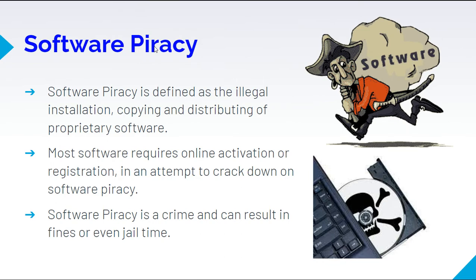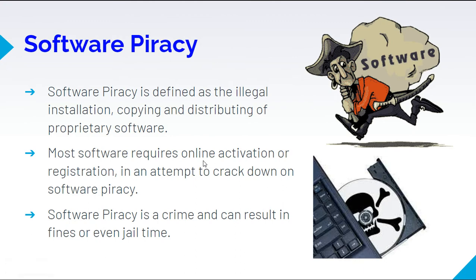Software piracy. We looked at this briefly in the previous module. It's very unethical. Software piracy is defined as the illegal installation, copying, and distributing of proprietary software. So taking a version of Office 2019 and giving it to your friends for free. They're not paying Microsoft for that software. Maybe you're copying it and passing it on to other friends. That would be referred to as software piracy.